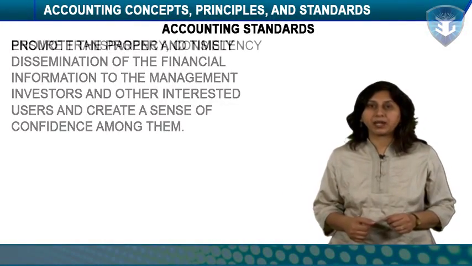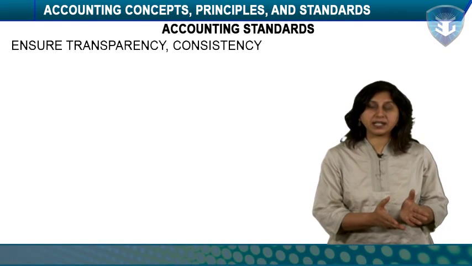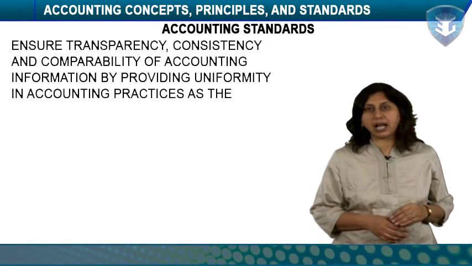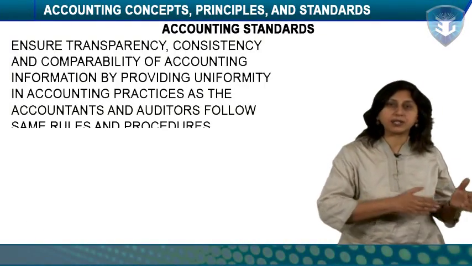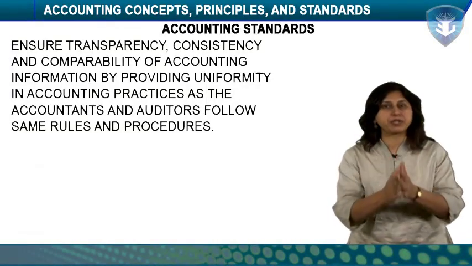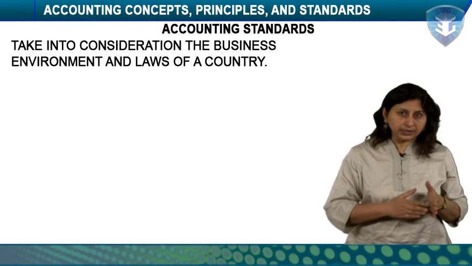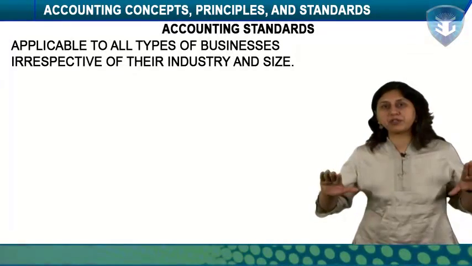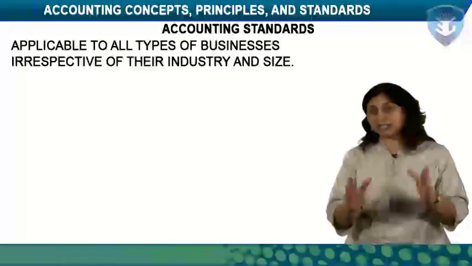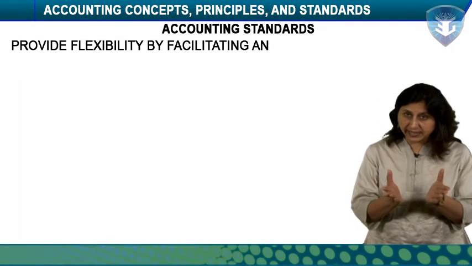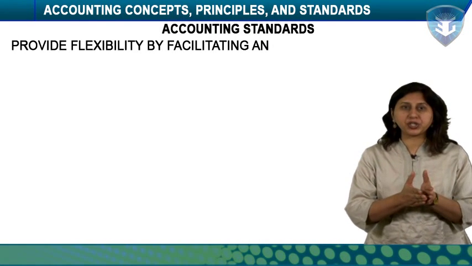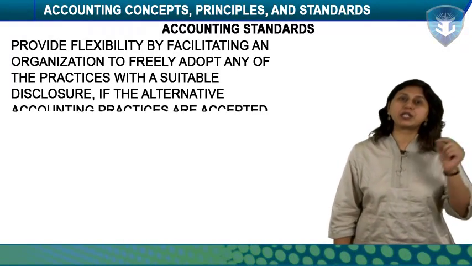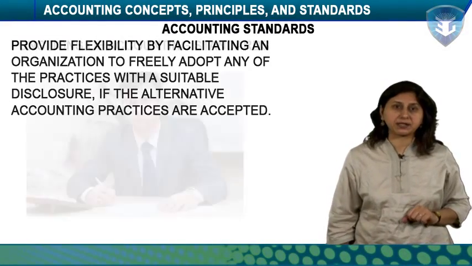confidence among them, ensure transparency, consistency, and comparability of accounting information by providing uniformity in accounting practices as the accountants and auditors follow same rules and procedures. Take into consideration the business environment and laws of a country, applicable to all types of businesses irrespective of their industry and size. Provide flexibility by facilitating an organization to freely adopt any of the practices with a suitable disclosure if the alternative accounting practices are accepted.